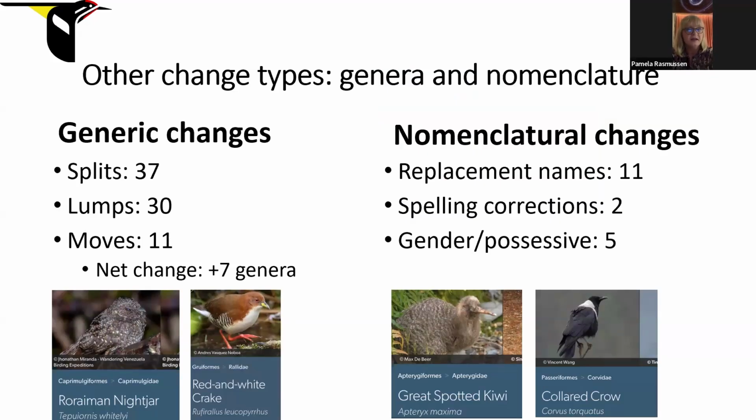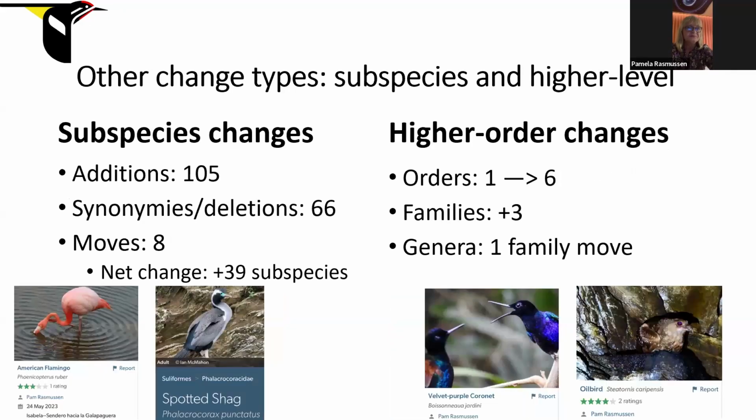Nomenclatural changes are things like replacement names, where the rules for scientific names mean that a different name needs to be substituted for the existing name. The great spotted kiwi is an example of that. The name had to change because the long recognized name turned out to be based on hybrids, which are not a valid taxon. And spelling corrections, gender, possessive, et cetera. Those are the kinds of things that changed because of nomenclature. Next slide.